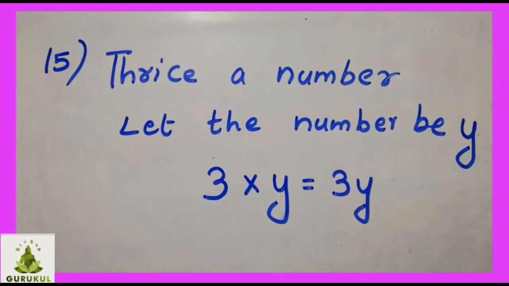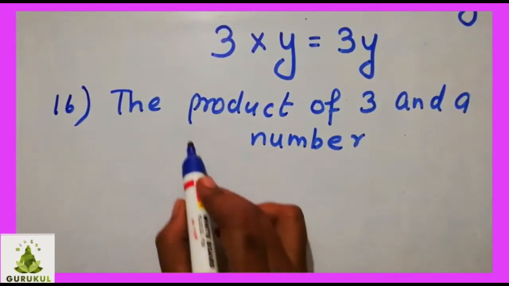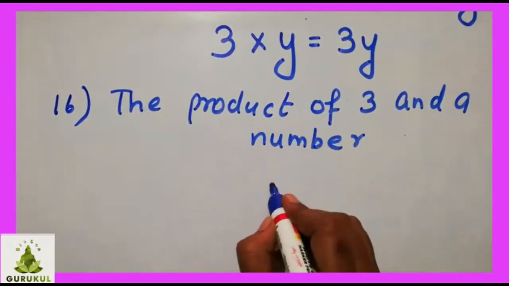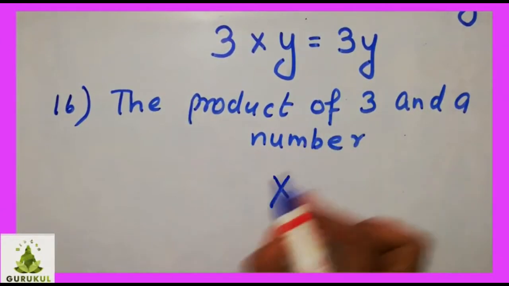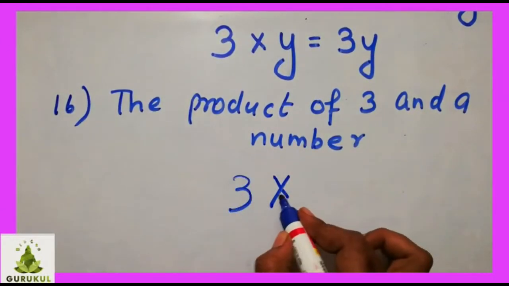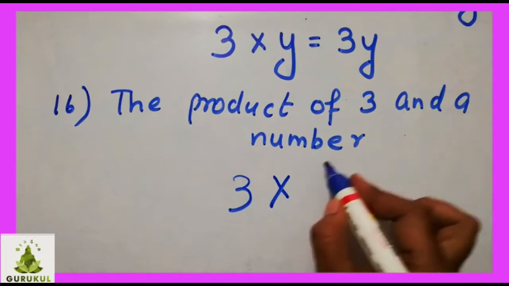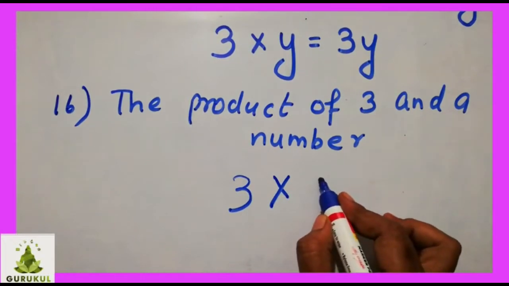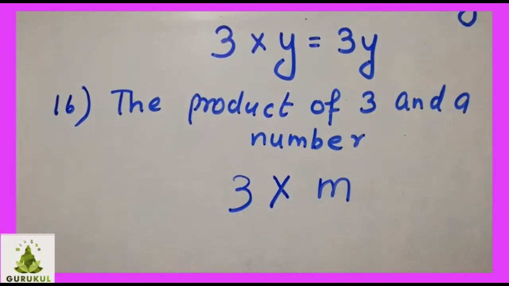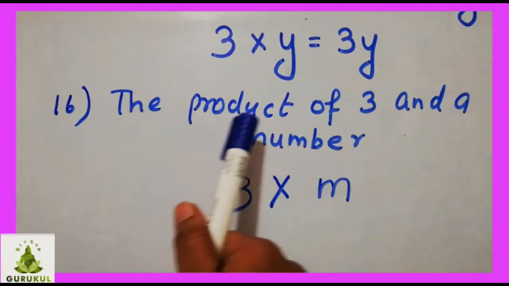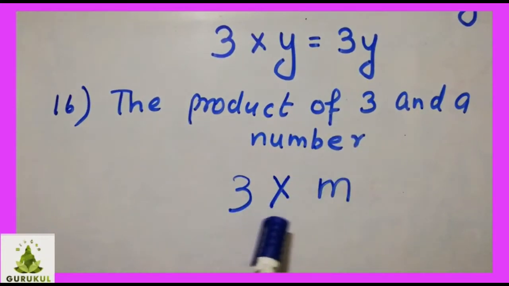Both are correct. Now here the statement is the product of 3 and a number. Product means into. Let the number be m. So I will write 3 into m. Is it clear? The statement, the product of 3 and a number, means 3 into m will be the algebraic expression. 3m, you can write 3m or 3 into m.